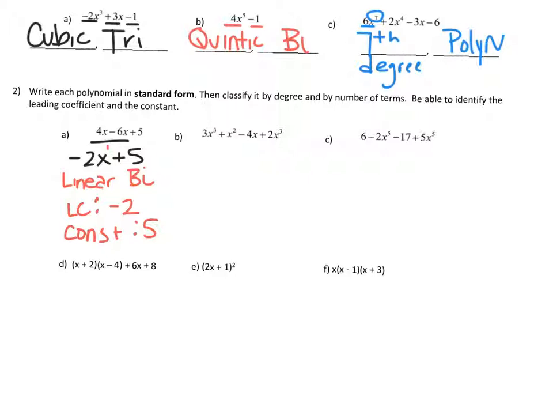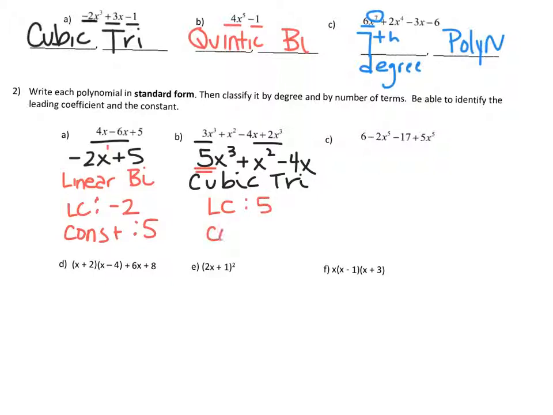Okay, letter B, I'm going to combine like terms. So I have 3x cubed and 2x cubed. That's going to be 5x cubed. And then there's no other x squared, so it's plus x squared, and then minus 4x. Since it's degree 3, it's called a cubic trinomial. And then the leading coefficient is going to be 5, because the 5's out front, and the constant is, there's actually not a constant because there's not a number that doesn't have an x with it, so the constant is just 0.